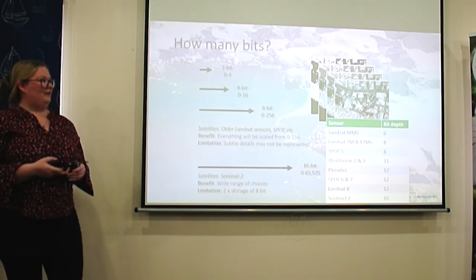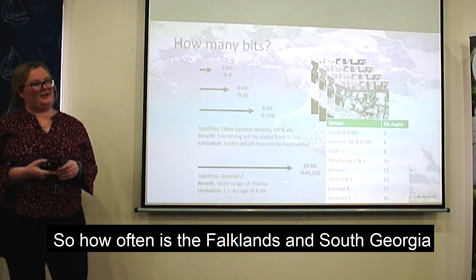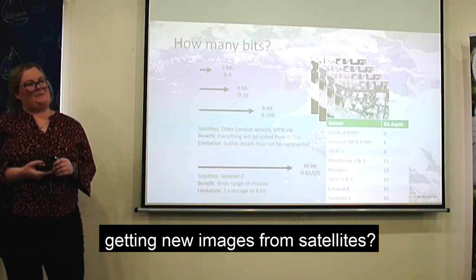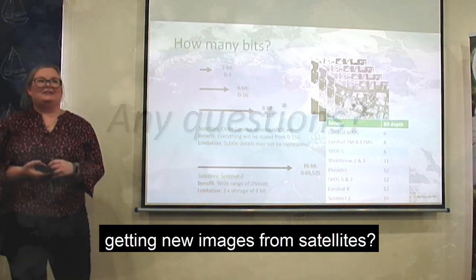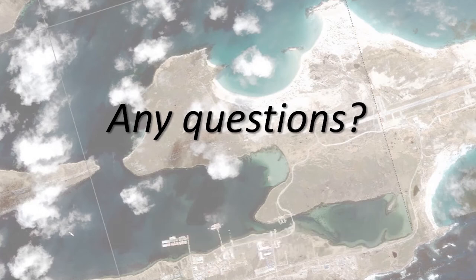Okay. So how often is the Falklands and South Georgia getting new images to work with? So we've got these snapshots in time. Good question. So the coarse data goes over every day. The Sentinel-2 data, because there's two satellites in constellation 180 degrees from each other, they go over the equator every 5 days, but they're much more frequent at the higher latitudes.